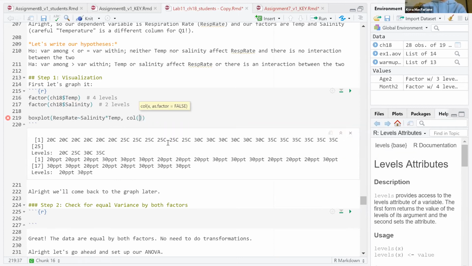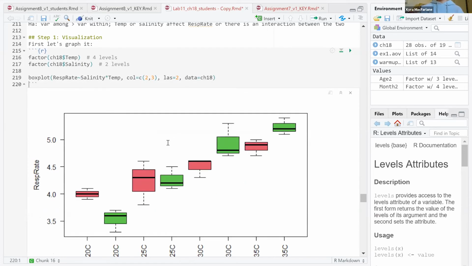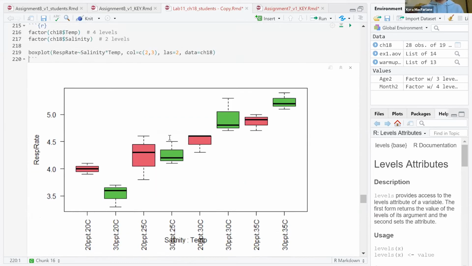Colors, sorry, col equals, concatenate. We have 2 levels, so we need 2 colors. So I'm just going to use 2 and 3. LAS equals 2 to flip the axis. Data equals chapter 18. And that's what we get.